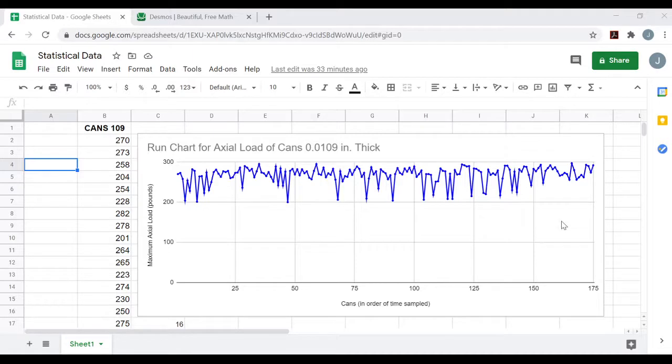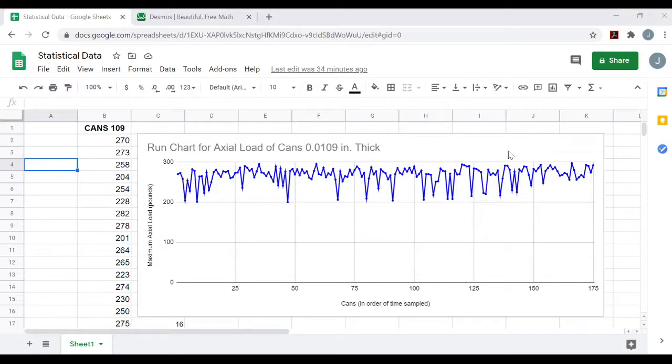And there is an example of a run chart with 175 different points, at 175 different periods of time. The first 7 of these were taken in the first day, and the next 7 were in the second day, and the last 7 points on the right side of the chart were taken on the 25th day. All right, so let's look at this run chart here and interpret it.